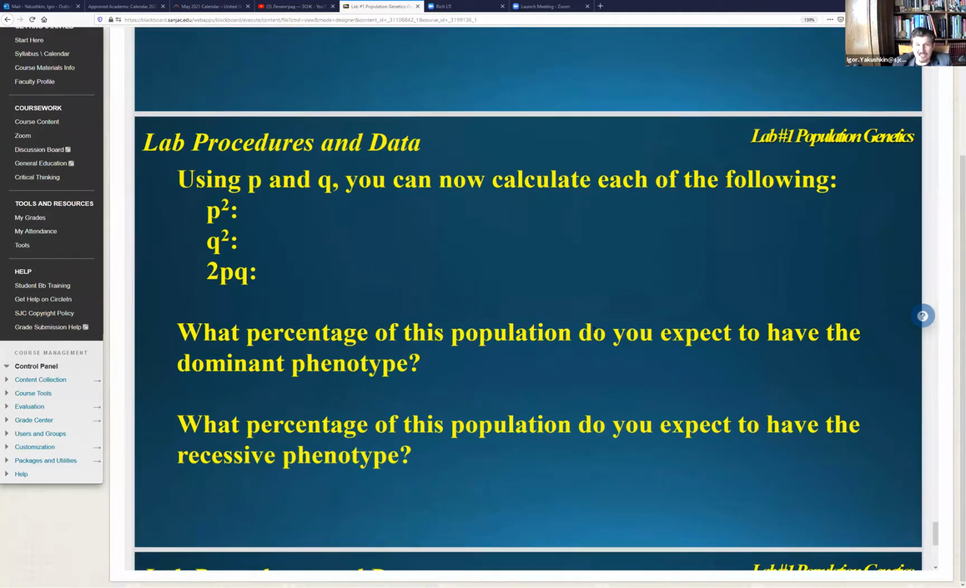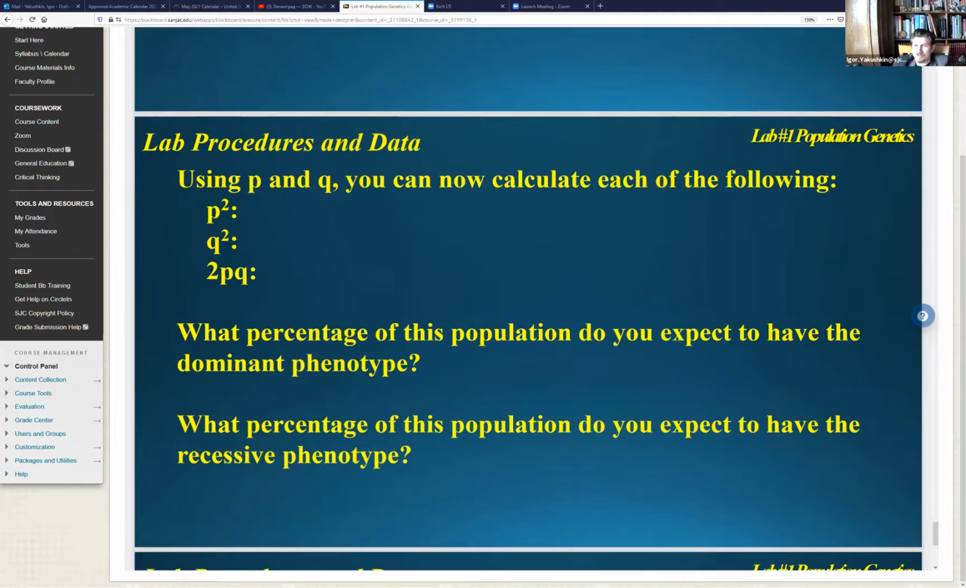And the correct answer is 19%. Why 19? Let's read the question again and figure it out. Remember critical thinking? Let's critically think this through. Dominant phenotype. If it said dominant genotype or homozygous dominant genotype, then yes, 1% would be correct. I agree with you on that one. But it says dominant phenotype.